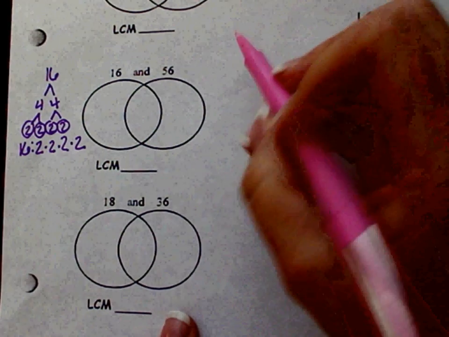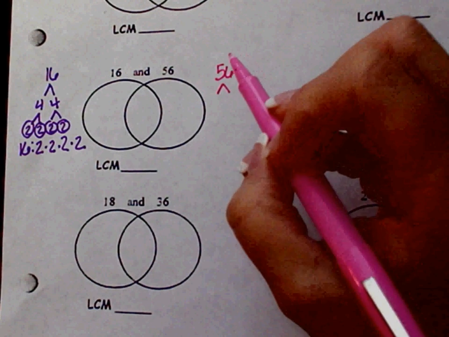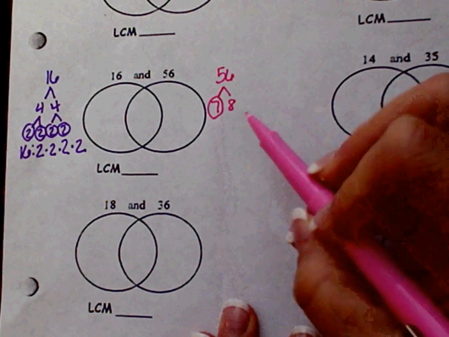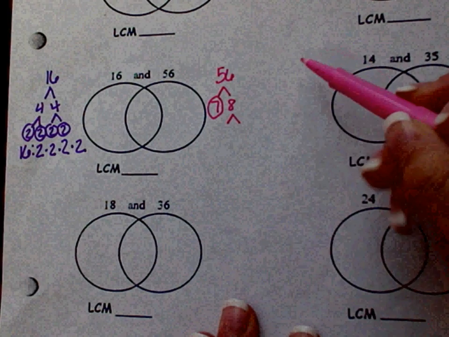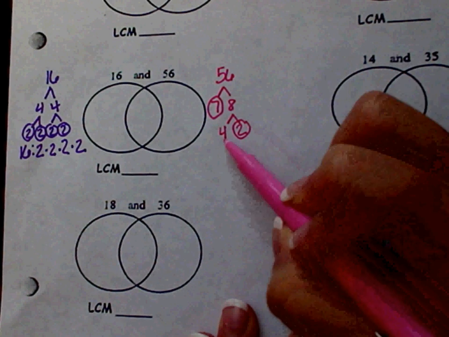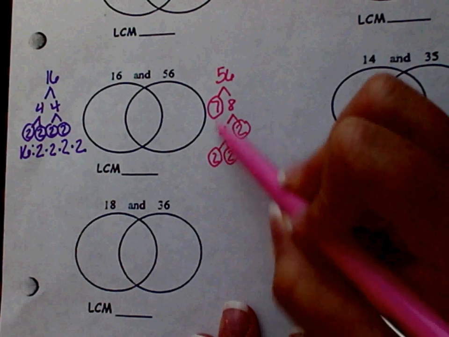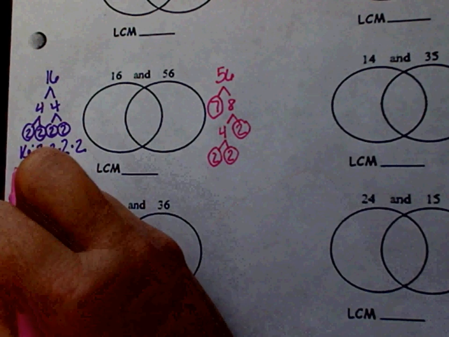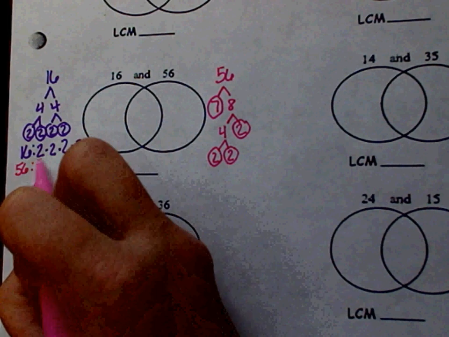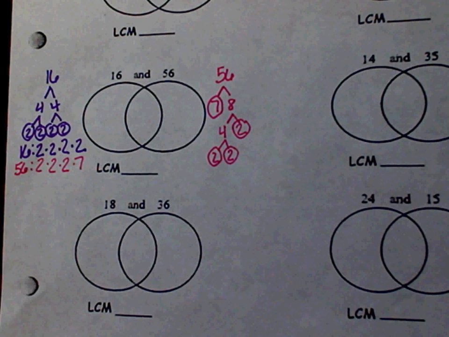Now I need to do the same thing over here for 56. I can break that down into 7 and 8. 7 is prime, so circle it. 8 can still be broken down and factored out. 4 and 2. 2 is prime. 4 can be broken up into 2 and 2. Now we have all prime numbers. I'm going to put the 56 under the 16. I have 2 times 2 times 2 times 7.